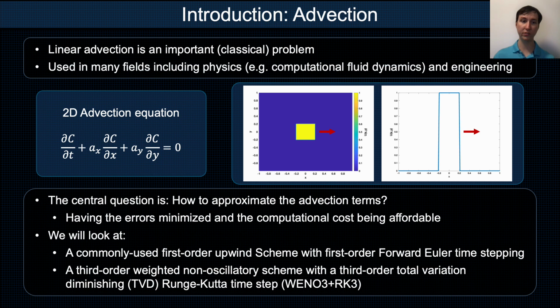The central question with advection is, how do you approximate the advection terms? We want to minimize the error, but we also don't want to increase the computational cost too much. So we'll look at two schemes specifically. The first is the commonly used first order upwind scheme with first order forward Euler time stepping, and the second scheme is a third order weighted essentially non-oscillatory scheme with a third order total variation diminishing Runge-Kutta time step.